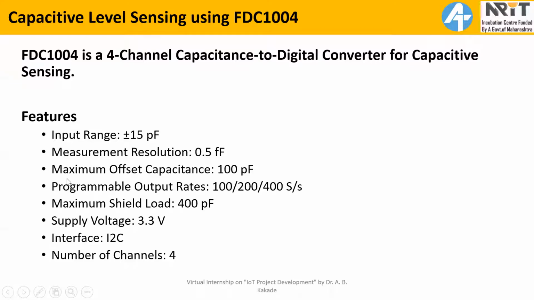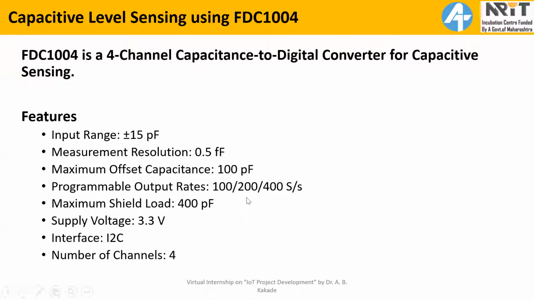So offset capacitance is not directly related to the quantity under measurement, and in this IC there is a provision to remove this offset capacitance according to requirement. Four input channels are there. At a time we can select any one channel for converting capacitance value to digital value. We can decide the number of conversions.